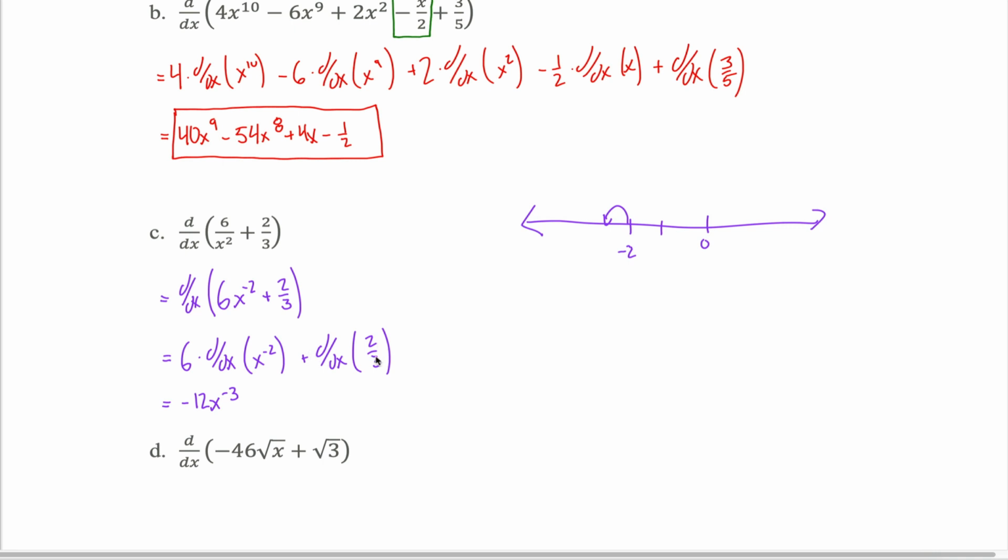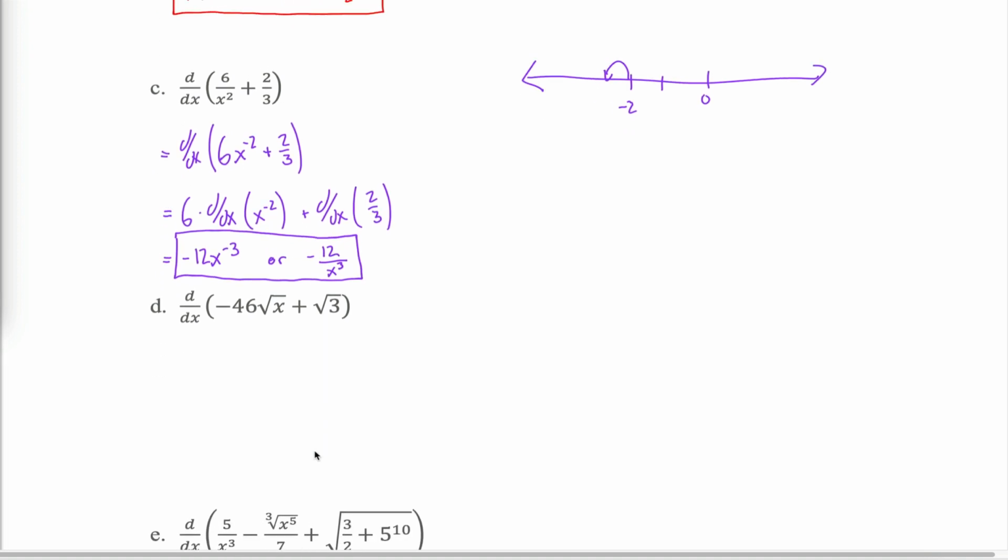What about over here? What's the derivative of 2/3? 2/3 is just a constant. The derivative of any constant is 0. Tack on a plus 0 if you feel like it. Leave it off if you feel like it. I don't really care. I think this is a perfectly acceptable answer. However, your next math teacher might be a little bit mad at me if I don't point out that you might want to rewrite this as negative 12 over x cubed, because in the question we didn't have negative exponents, so the standard is to write the answer without negative exponents. But really, for our purposes, either one's fine.